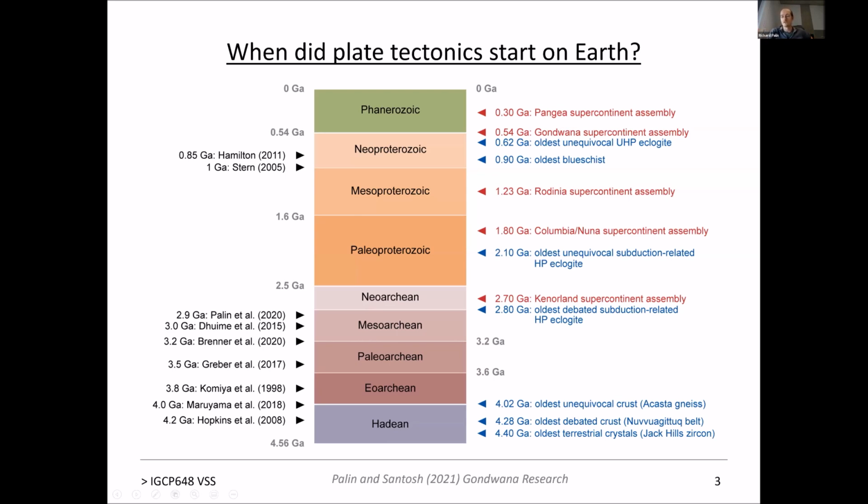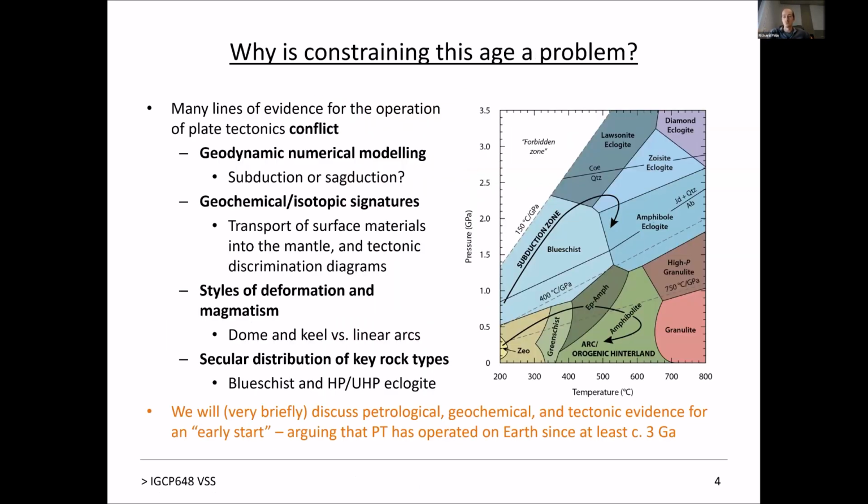So why is it so hard to understand when plate tectonics began? Because we're arguing for uniformitarian principles, that subduction and convergent margin processes have operated for a decent amount of time. Early, in our perspective, would be at least since 3 Ga, at least since the Mesoarchean. That would be the oldest time you could recognize some of these features.